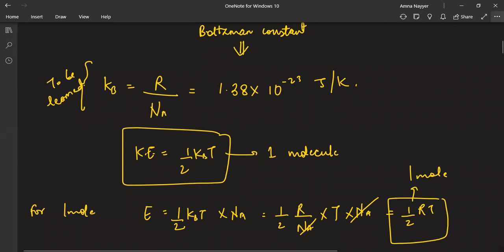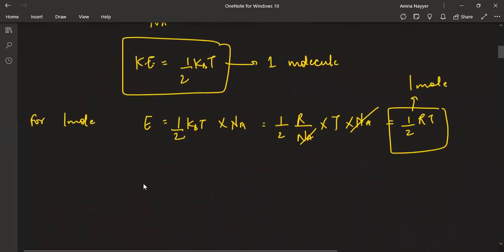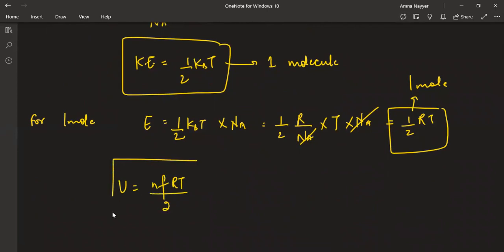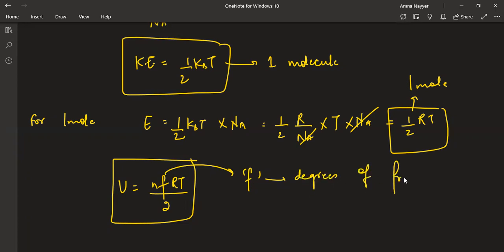And I'll tell you degrees of freedom. But before that, if energy is asked, we write it as nFRT by 2 for n number of moles. You will be confused because you have not done degrees of freedom. Here F is the degrees of freedom. This I'll tell you. Just note it down till here. I'll tell you what is meant by all of this.